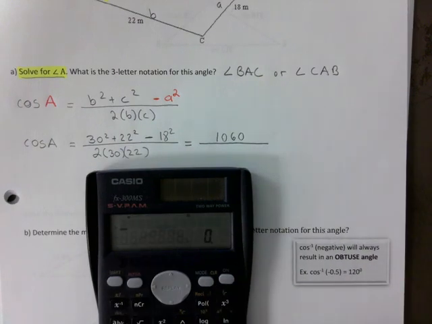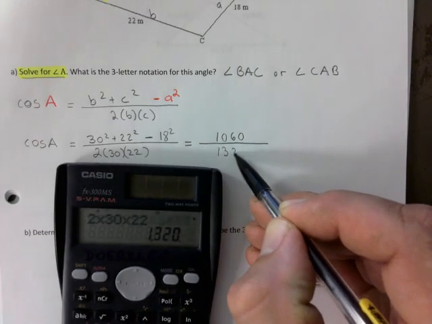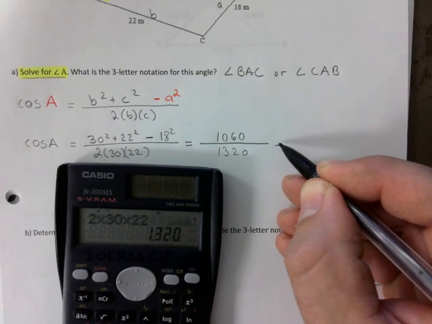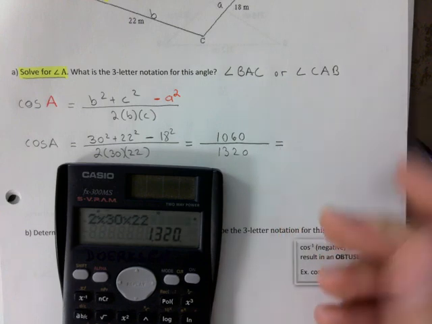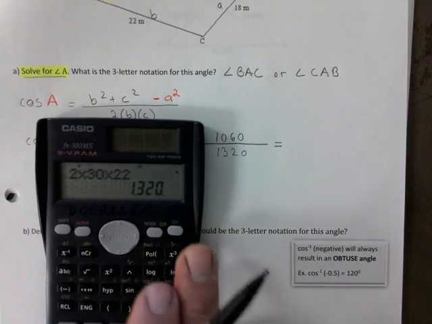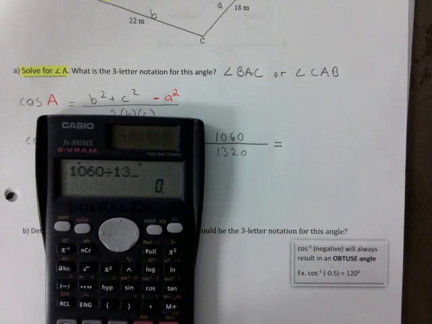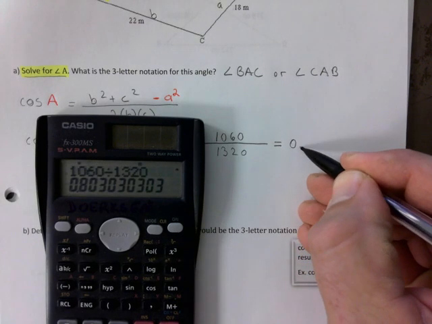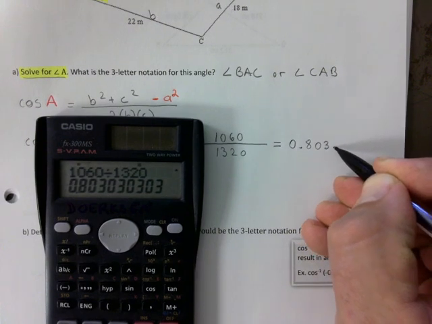The denominator is 2 times 30 times 22. That's 1320. And now we're gonna find out what this is when we divide it, because that's what we ultimately want. So I'm gonna go 1,060 divided by 1320. It's 0.803, and that keeps going.